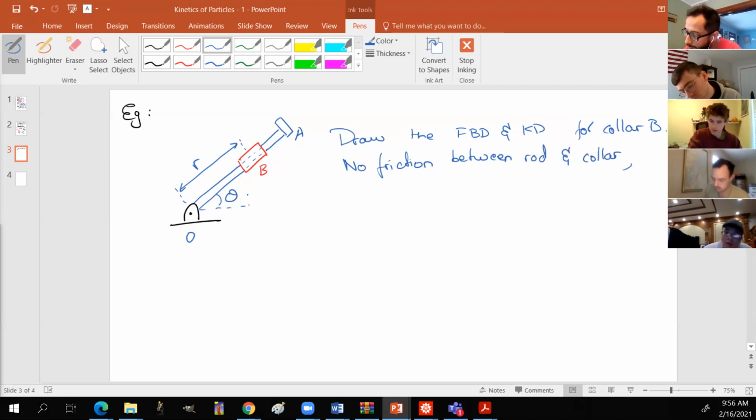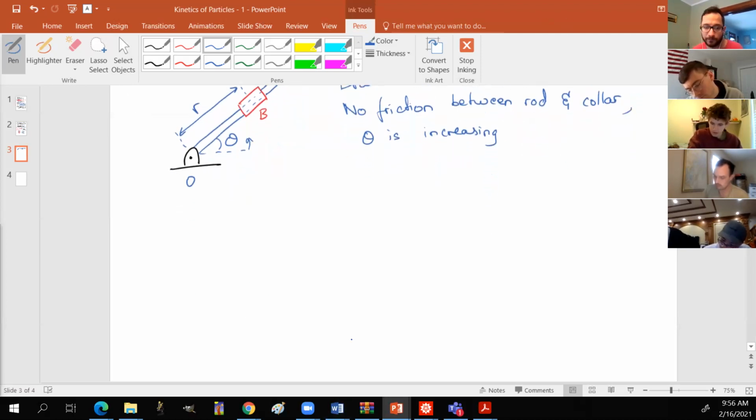And this angle theta is basically increasing. So now the proof is in the pudding. You have r and theta, so we use polar coordinates. So draw out your free body diagram, specify your coordinate system. Your coordinate system is such that er is like that, and you have your e theta perpendicular to it.